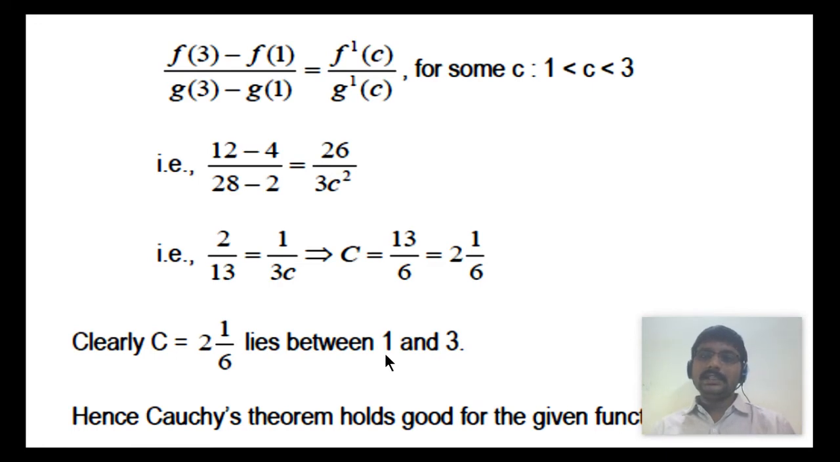There exists at least one value of x, say c, in open interval 1 comma 3 satisfying the equation, that is f of b minus f of a by g of b minus g of a is f dash of c upon g dash of c. Substituting the values for f of 3, f of 1, g of 3, g of 1, f dash of c, g dash of c in this equation and computing for c, clearly the value of c lies in open interval 1 3. Hence the Cauchy's mean value theorem is clearly verified.